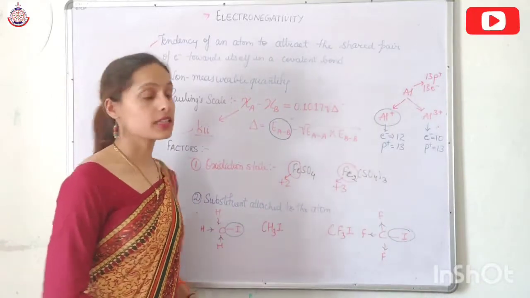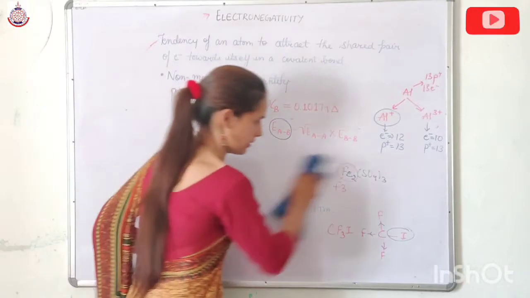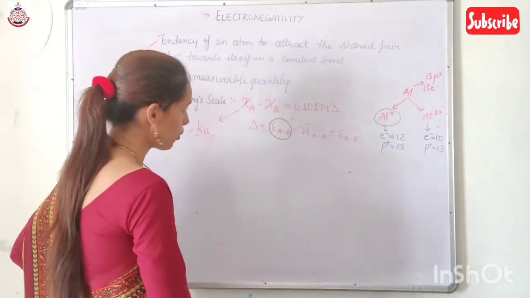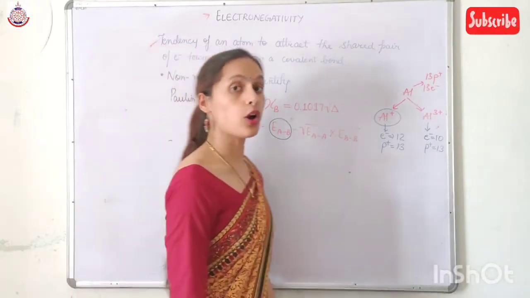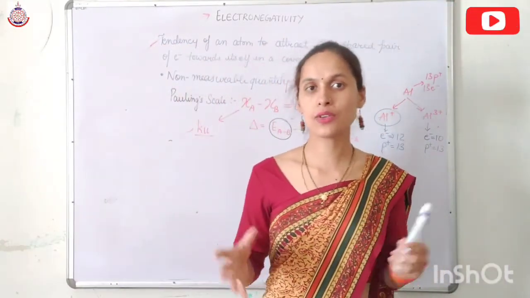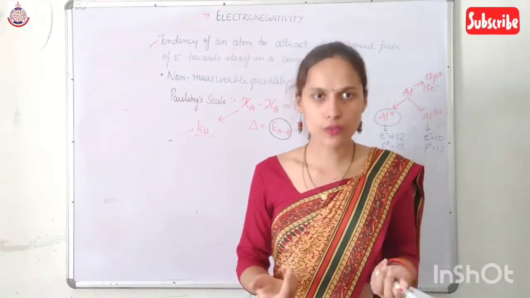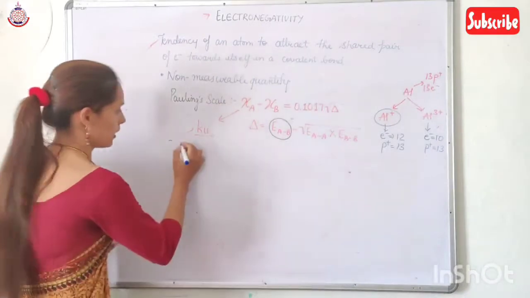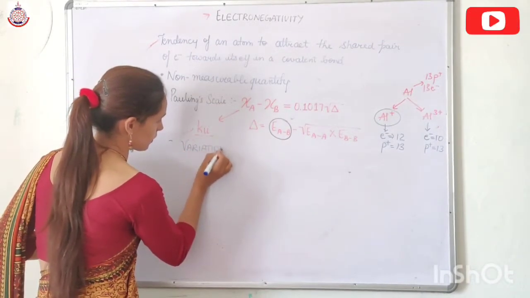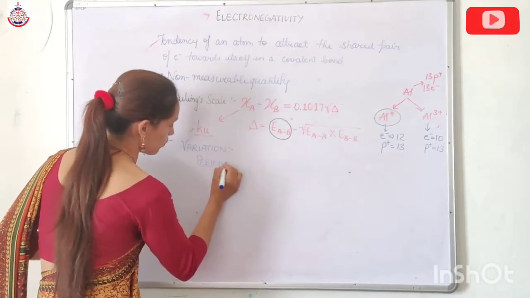Now we'll study the variation of the electronegativity in the periodic table. Though the variation is not specific, because the electronegativity value is not a correct value. It is a relative value with respect to the fluorine. But still, variation in a period. If we talk about a period, what happened?